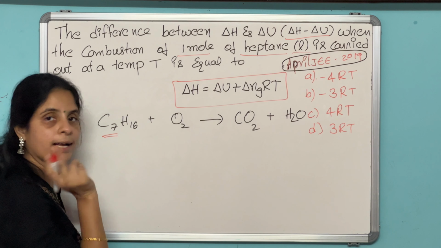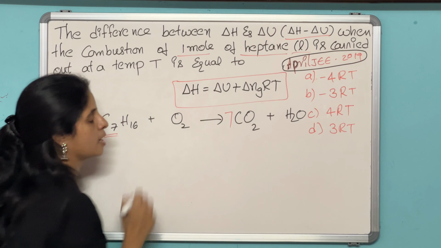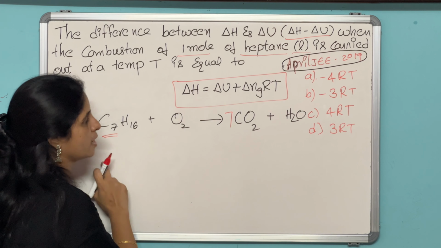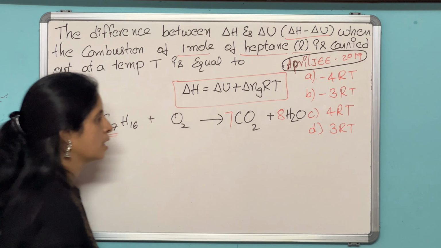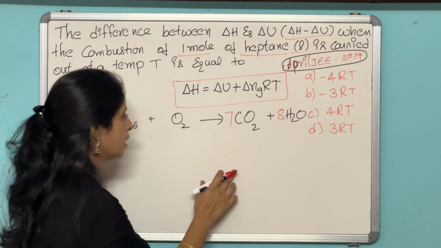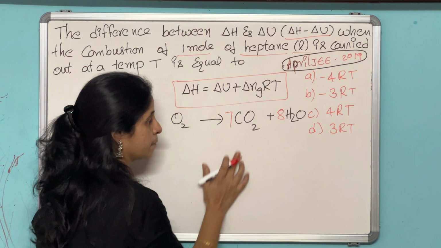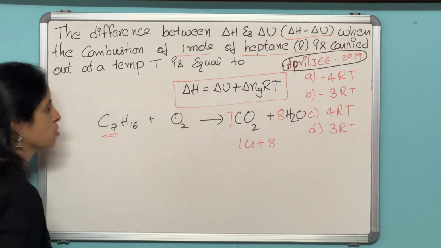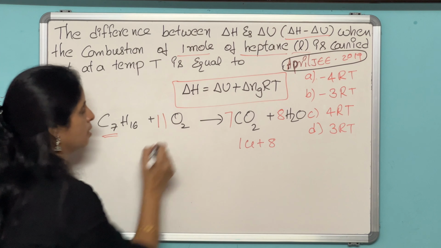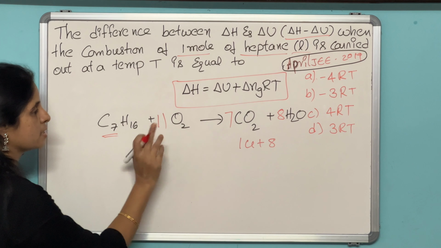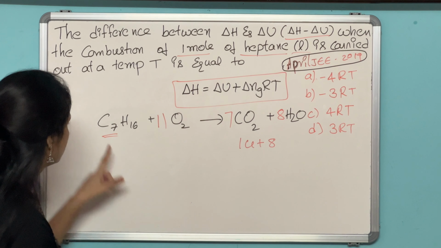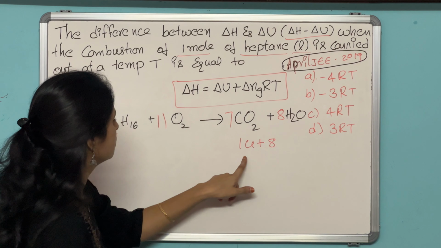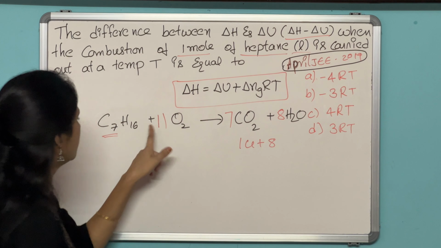First look at the carbons: 7 carbons. Then hydrogens, 16 are there, so 8 waters. Altogether how many oxygens are there? 14 plus 8, 22. So 22 means 11 O2, since 2 elevens are 22. That's it, balanced. 7, 8, 16, 14, 8, 22, 11. Okay.